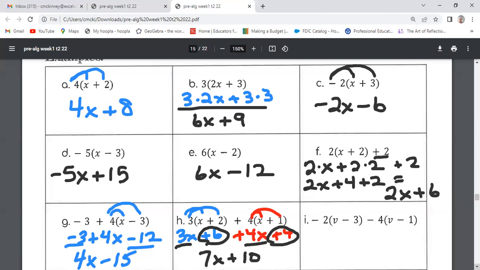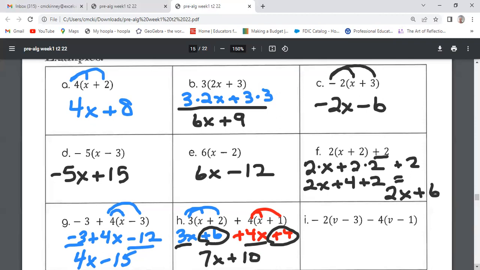All right, so pause the video. Try the last one there in the corner. Be careful with your negatives. And then restart the video to see if we got the same thing. Did you pause? All right.